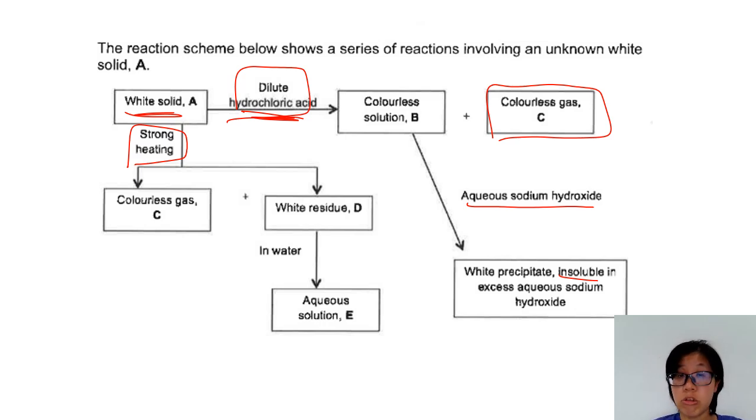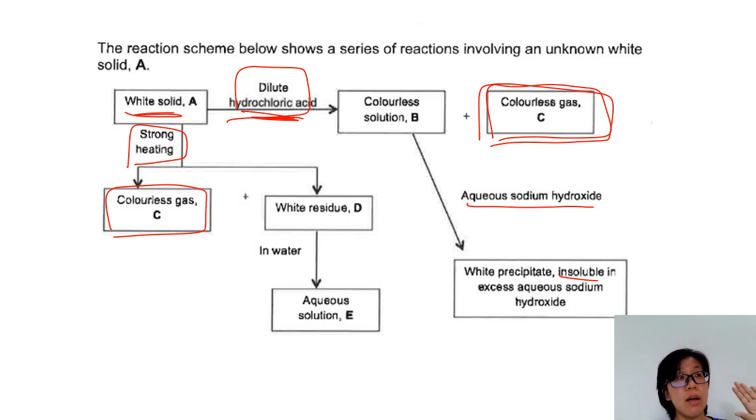Then we continue to see what we may have. Okay, so these two gases are the same. So what gas can this be? Because just now, if you remember, to test for carbonates, we add acid. Hence, this would be carbon dioxide. So both of these gases are the same.